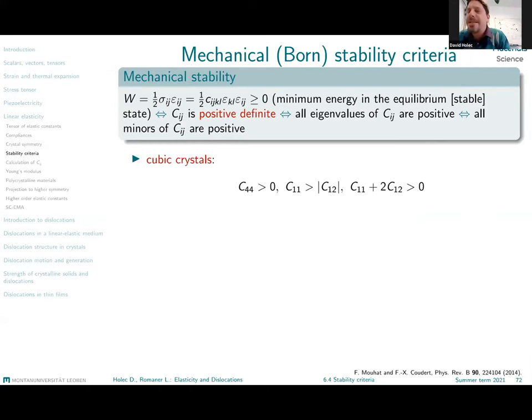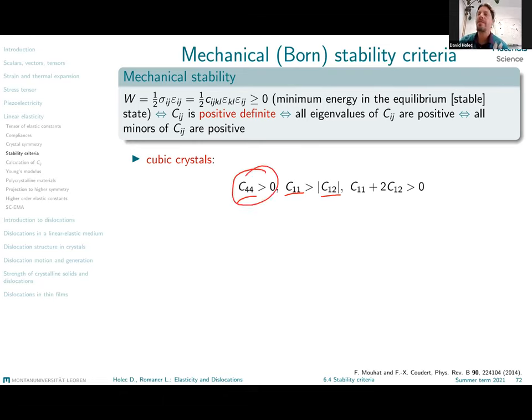This relatively hard mathematical definition can be reformulated for some high symmetry cases. For example, for cubic materials, it leads to the well-known Born-Huang stability criteria. Maybe you have seen that, maybe not. But if you ever see a cubic material and someone tells you the elastic constants are C11, C12, and C44, you can immediately check whether the phase structure that has been described by these three elastic constants is mechanically stable.